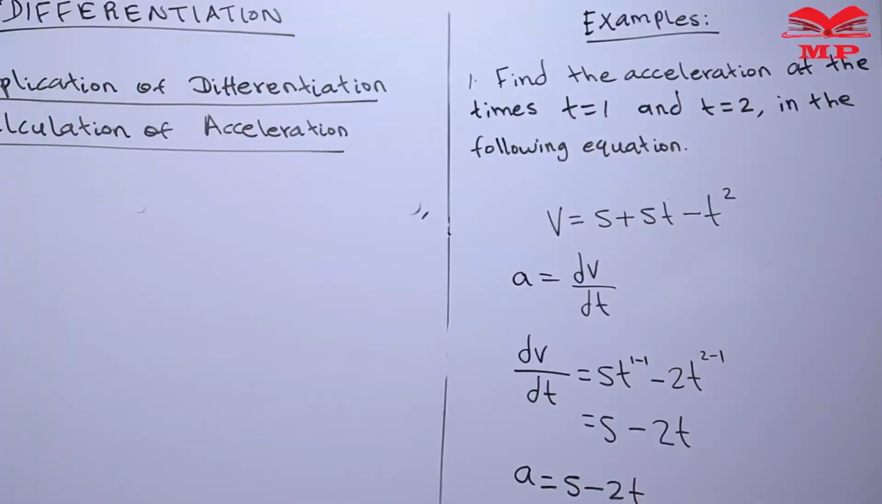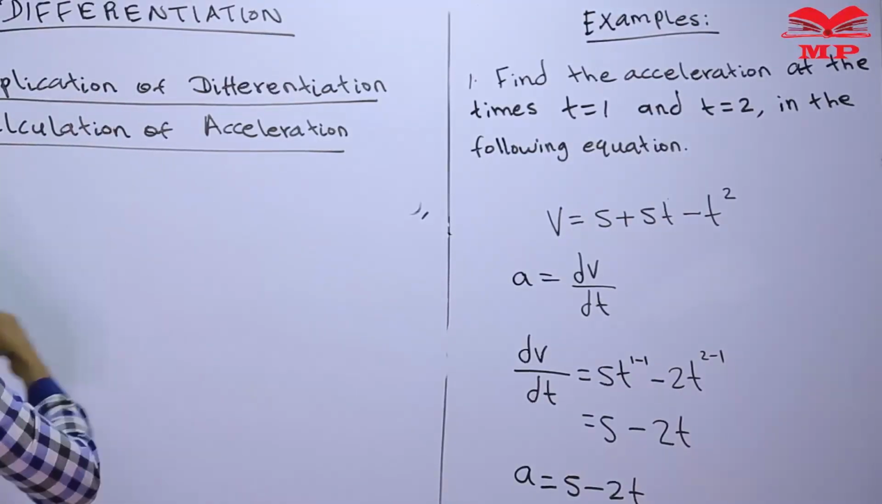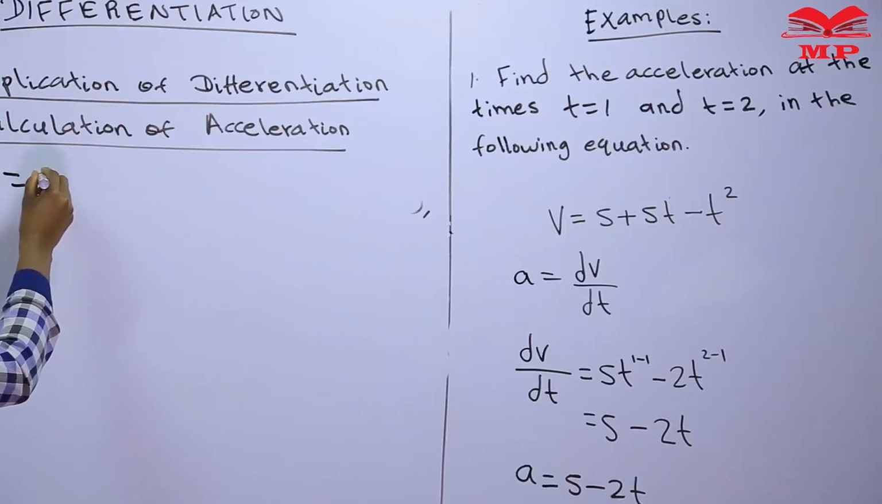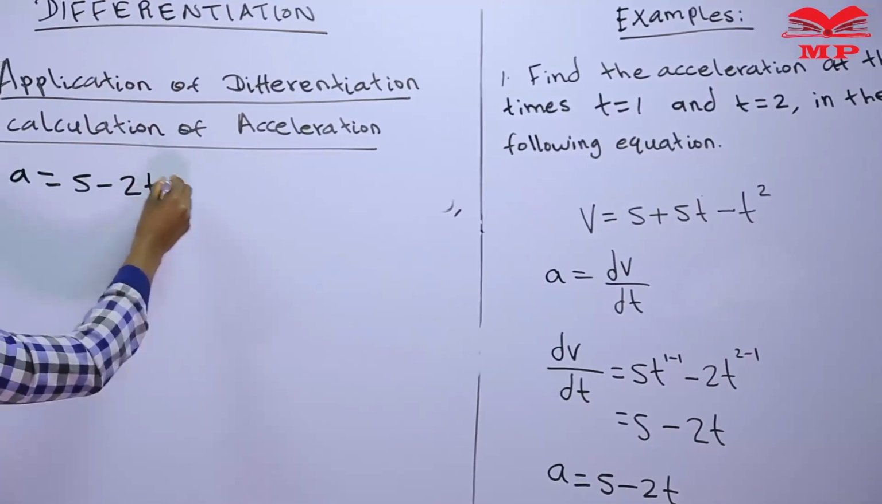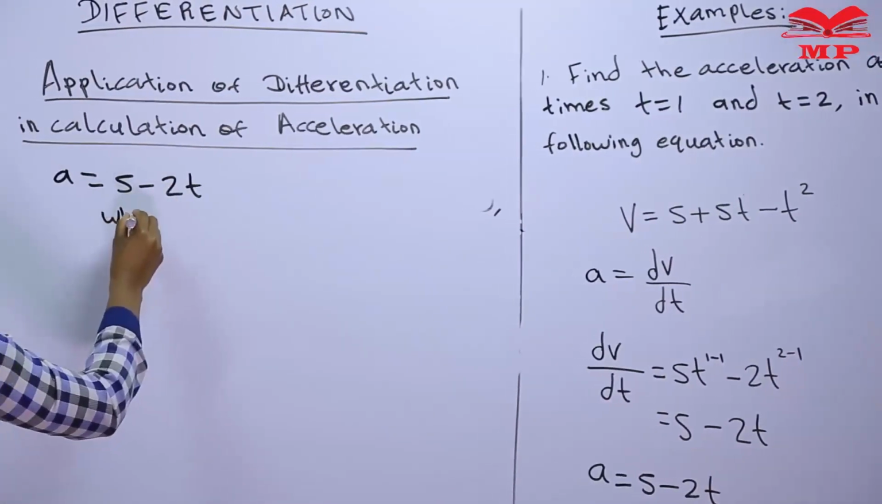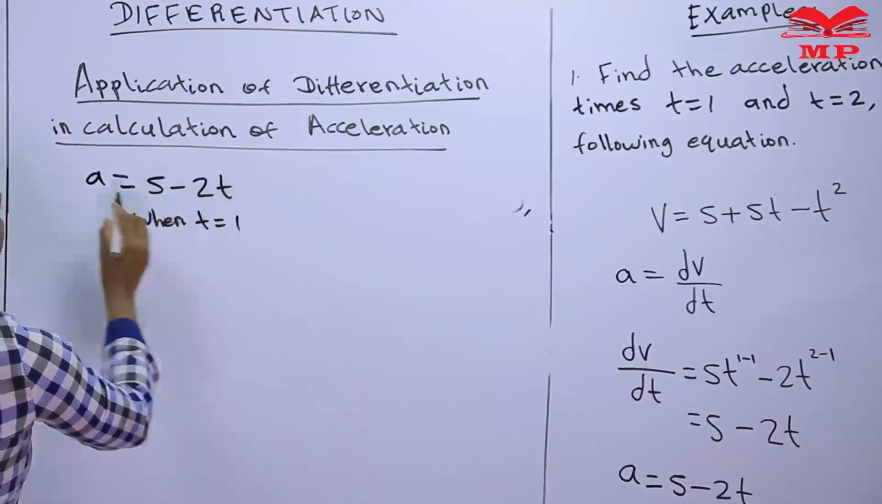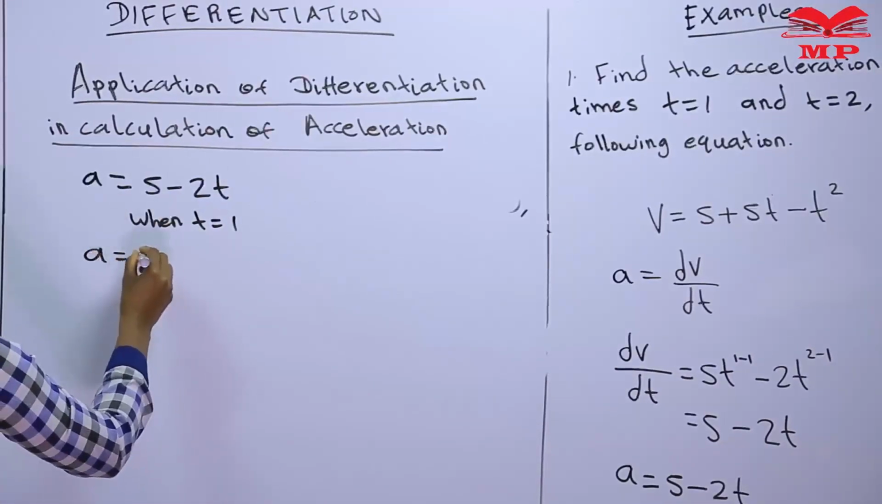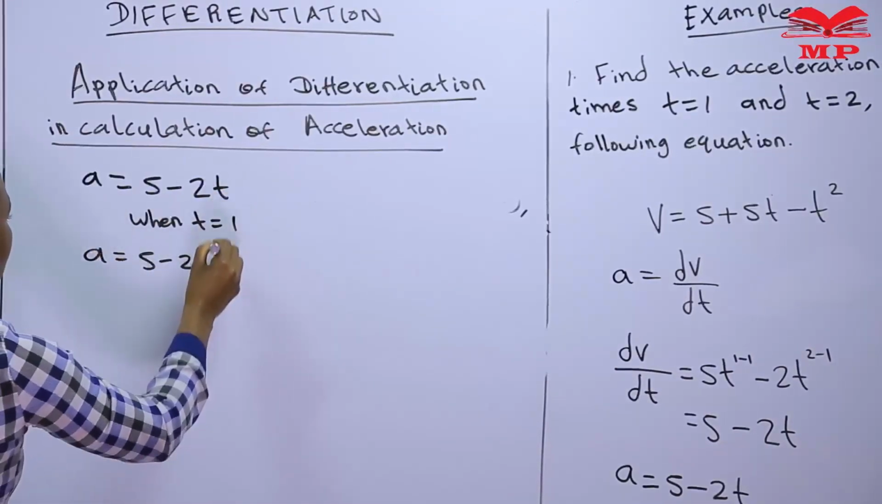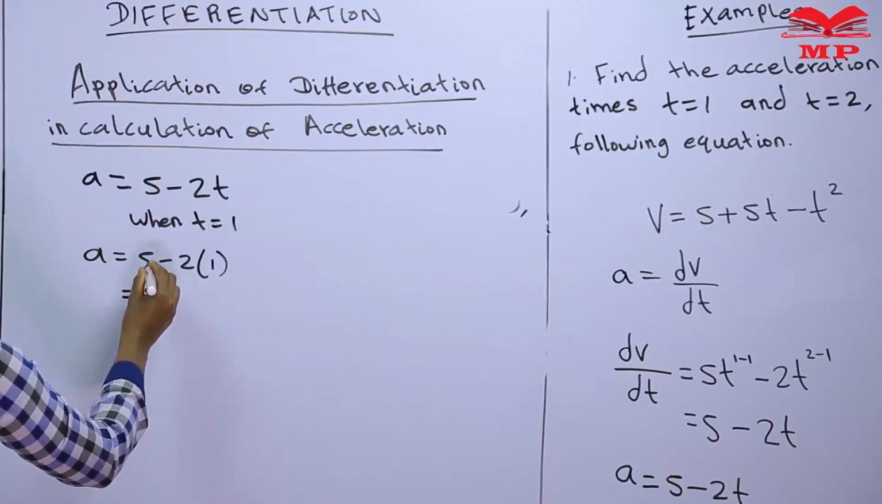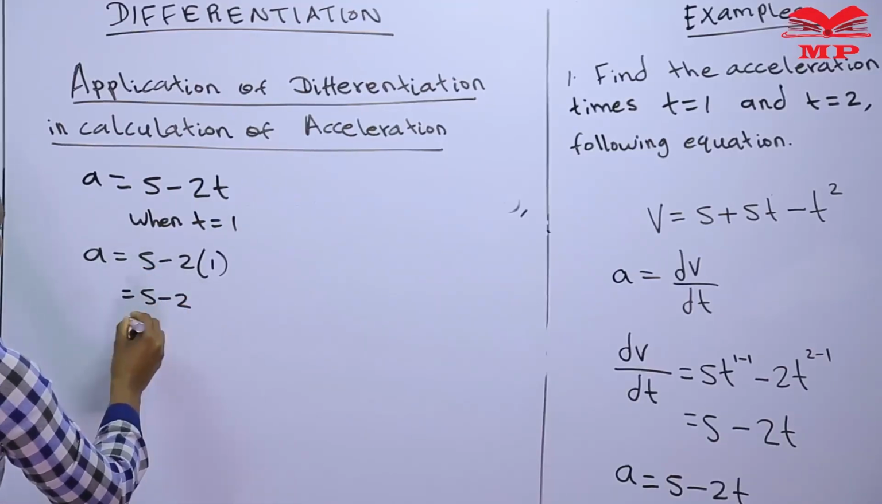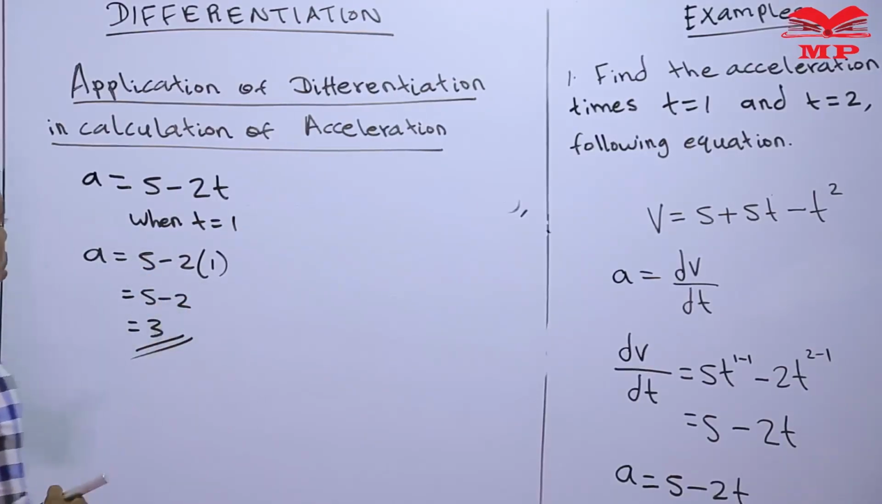We have the equation for acceleration, a equals 5 minus 2t. When t is 1, we have a equals 5 minus 2 times 1. So the acceleration here will be 5 minus 2, that is 3. So the acceleration is 3.